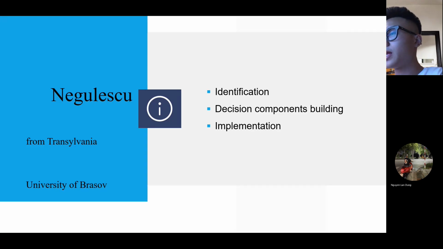According to Nicholas Skill from Transylvania University of Brussels, there are three main steps in the HR decision-making process. The first one is identification. In the first stage, the problem is thoroughly analyzed. The manager collects the data from various sources. They apply mathematical and statistical methods to the gathered data and use the results to maintain decision making.